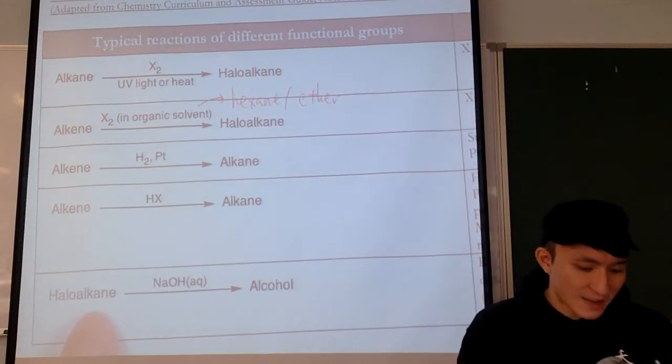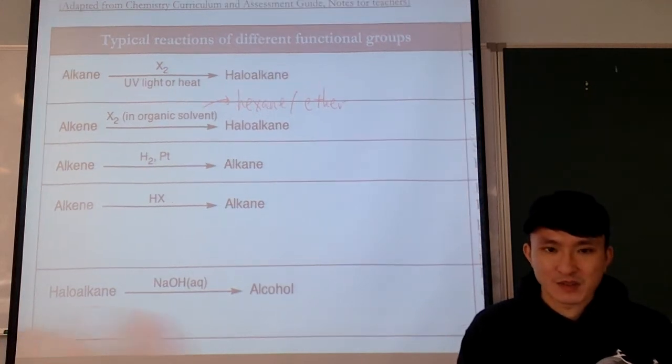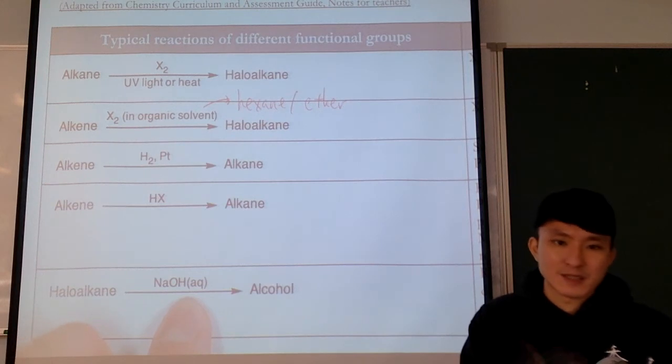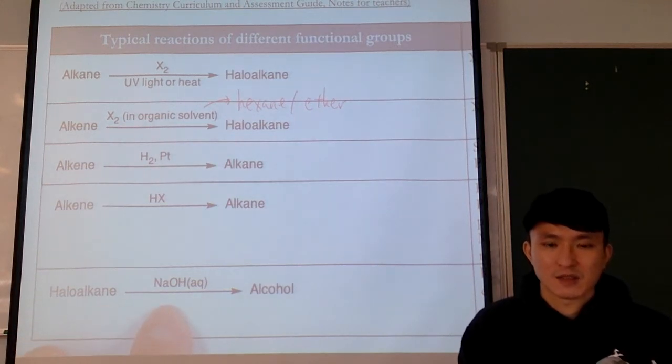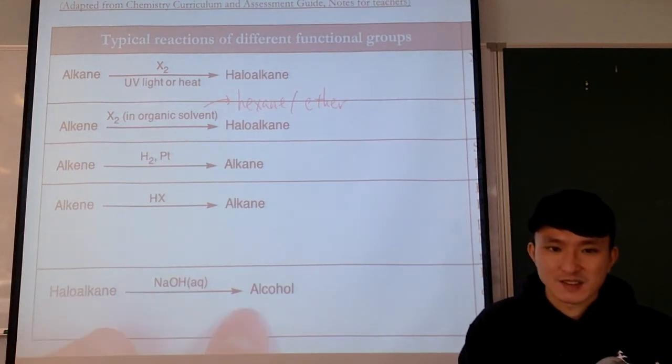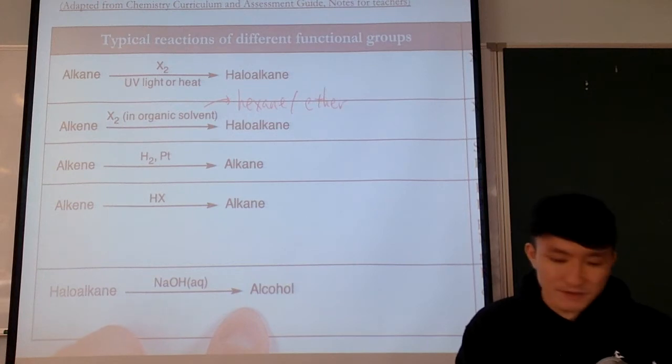Now, for haloalkane, there is only one reaction. It is to react with sodium hydroxide to form alcohol. Now you see, for sodium hydroxide, you need to specify the physical state because it does not react with solid sodium hydroxide. It only reacts with sodium hydroxide solution. So this is a substitution reaction forming alcohol, okay?